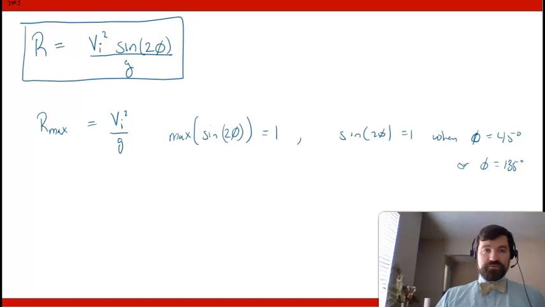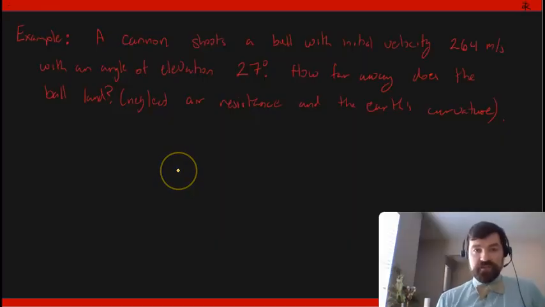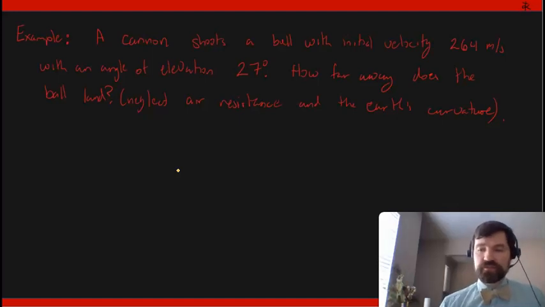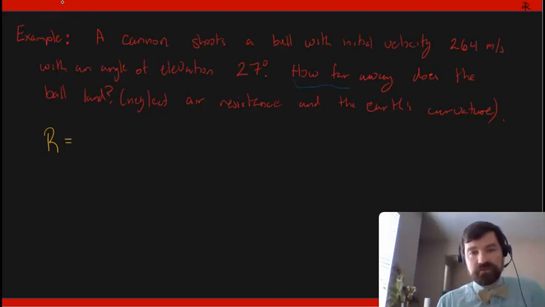Okay, let's do a quick example. For our example, a cannon shoots a ball with an initial velocity of 264 meters per second with an angle of elevation of 27 degrees. We want to know how far away the ball lands, assuming that the ground is treatable as flat and there's no air resistance. So we just use the range equation to get the answer. This how far away question is R. This is your v initial. This is your phi. And of course g is 9.8 meters per second squared.